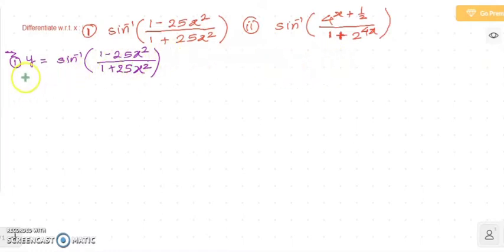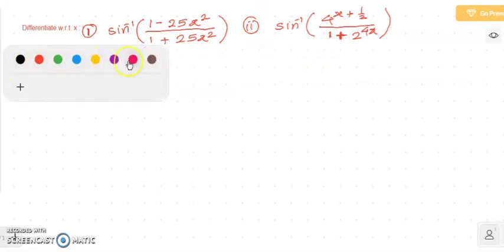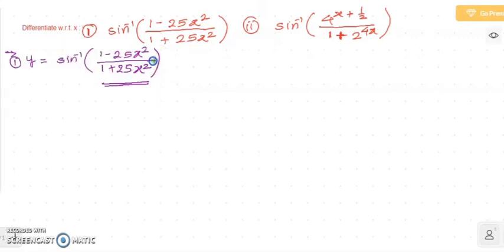Look at the first example. I have written it as y equal to sine inverse of this whole expression. Now this expression inside the bracket looks like a certain formula. Which formula do you think is likely to be used here? It is like 1 minus tan square x upon 1 plus tan square x is equal to cos 2x. This is the formula we remember, which is similar to the expression inside the bracket.